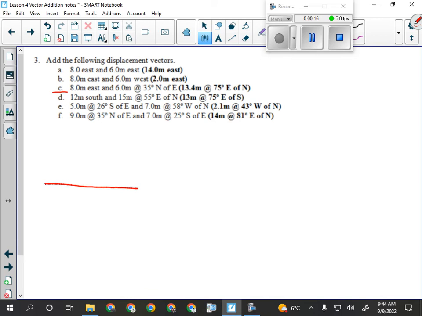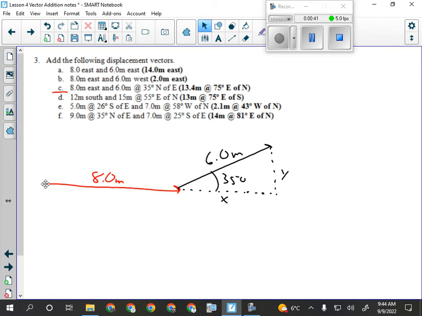So there would be my 8 meters east, north of east. So I draw my reference line due east. I go 35 degrees north of it, for 6 meters. Okay, so I think I've roughly reflected the scale given to me in the question, and that would mean my resultant goes here. And I can draw that triangle for the resultant this way, okay?